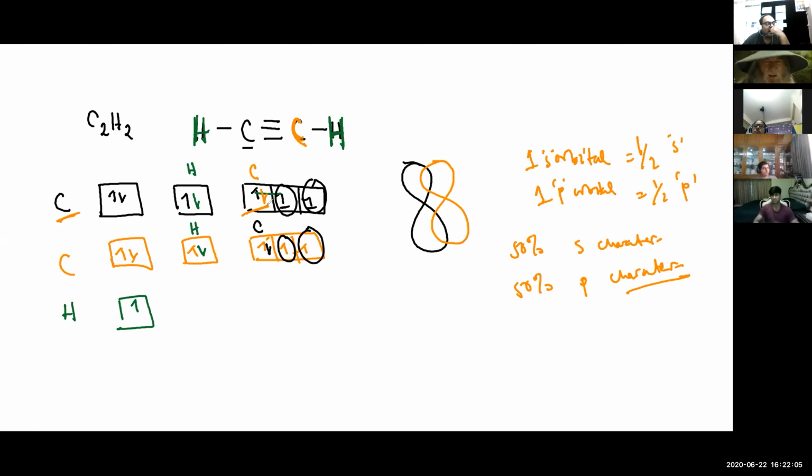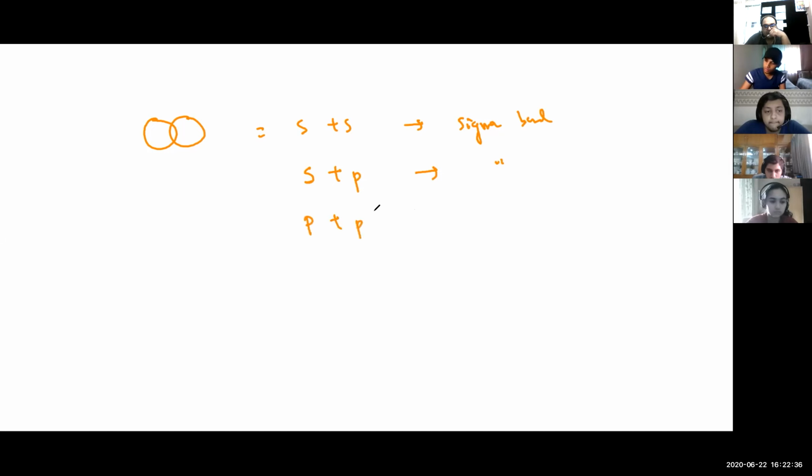So hybridization is basically mixing of orbitals. That mixing, if it's between an s and an s, what type of bond forms? Sigma bond. If it's between an s and a p, sigma bond. If it's between a p and a p, pi bond, or a sigma bond.